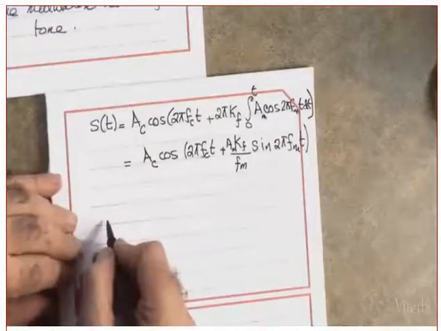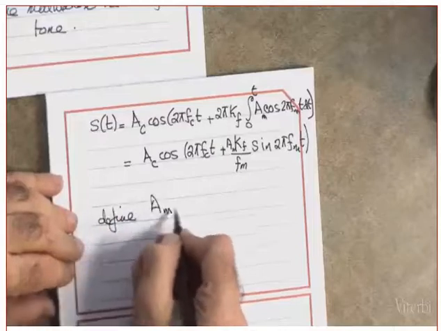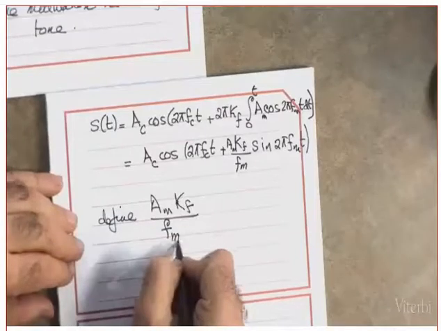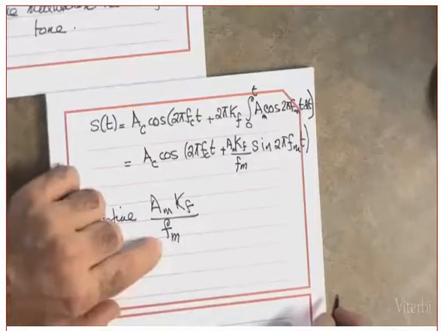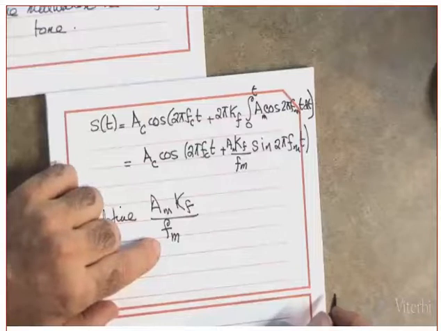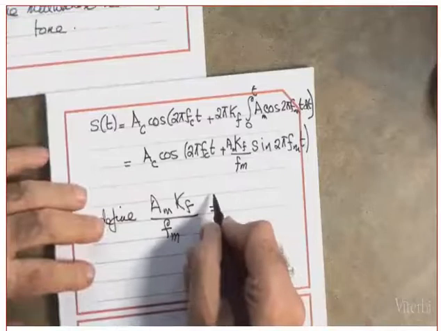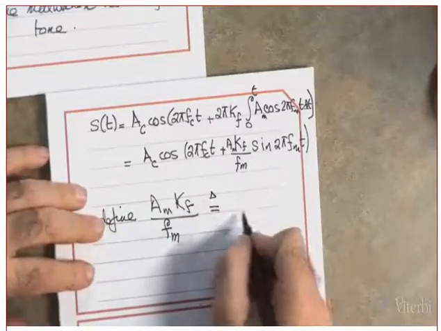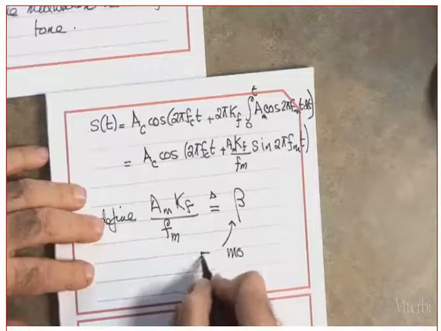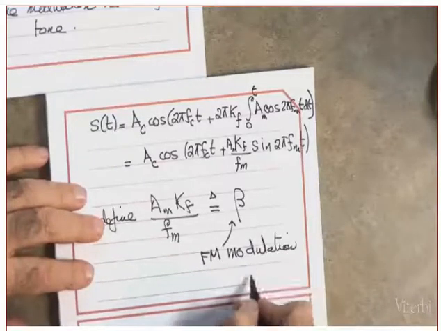Yes, and what? How do we define A_m K_F over what? One more time. What is F_m? That's the modulating frequency. Remember, we assume that it's a single tone. It's defined as what? Anybody? And beta is called the what? The modulation index, FM modulation index.